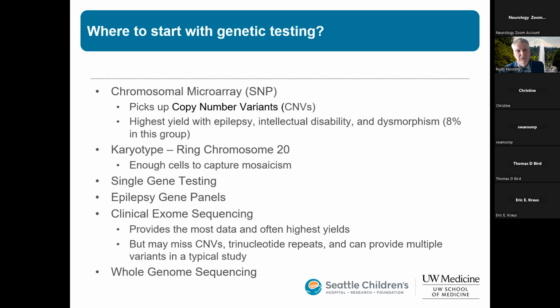It may miss some of the copy number variants, things like trinucleotide repeats. And it also may provide you with a lot of other variants, what's the dreaded VUS or variant of uncertain significance. And what are you going to do when you find a variant that doesn't really fit the clinical syndrome of the epilepsy? And then more recently, genome sequencing is becoming more and more common, even at a clinical level.